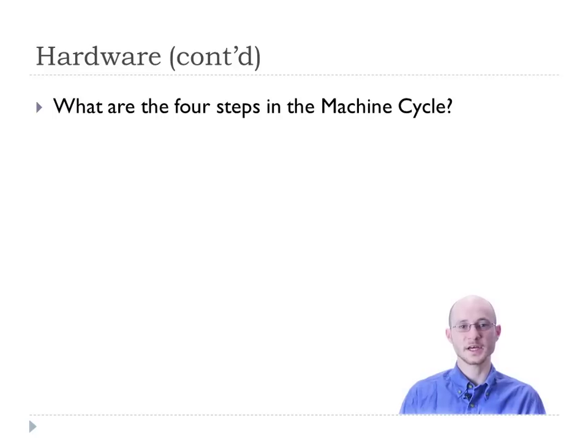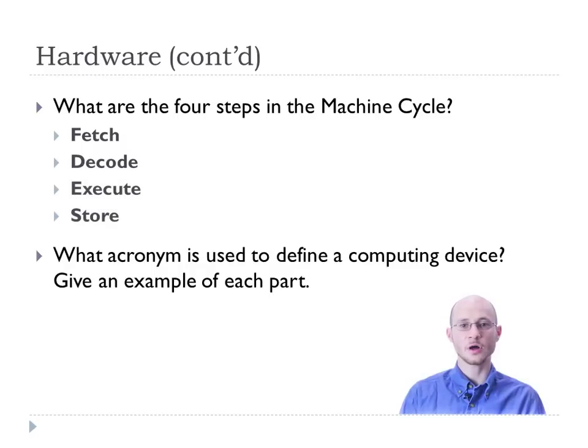This process of fetching, decoding, executing, and storing happens all the same in the machines we call computers. As a result, we give it a special name. In computer science, this cycle is known as the machine cycle.